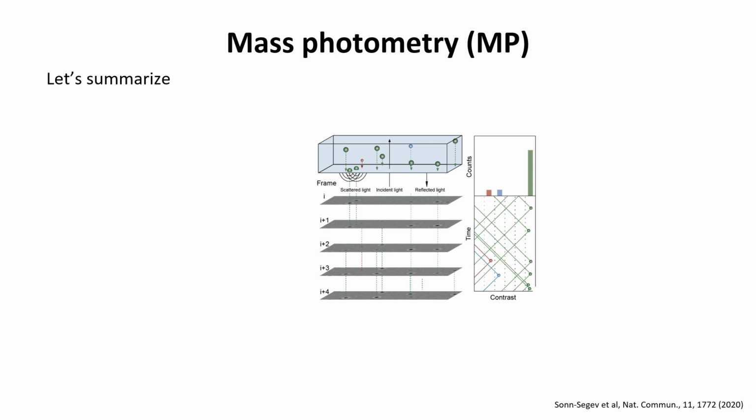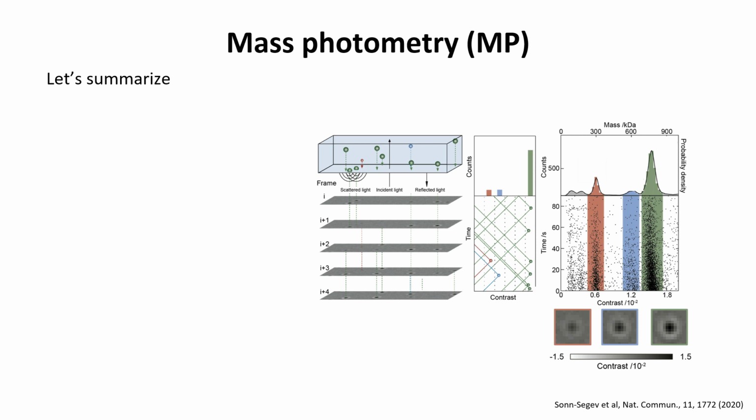So let's summarize. The idea behind mass photometry is that you have particles, proteins in our case, in your sample cell. They come to the surface and bind in a non-specific way, and they scatter light. The reflected light from the interface between water and glass will also interact with the scattering light and produce an interference, and this is what we see and collect.